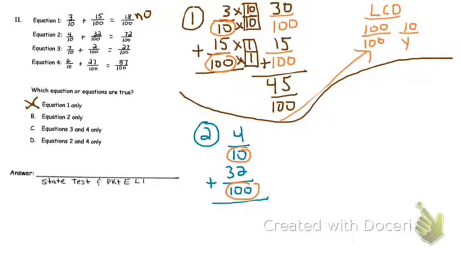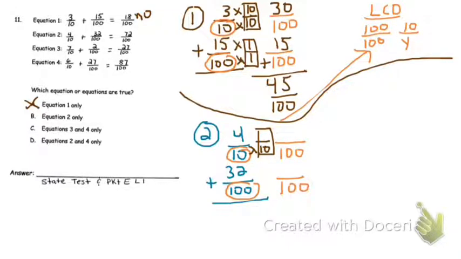So I found that the LCD was 100, so I'll make my new fraction bars with the denominator of 100. I will set myself up with my window boxes, so I'm all set to go. And 10 times what equals 100? Well, 10 times 10 equals 100.